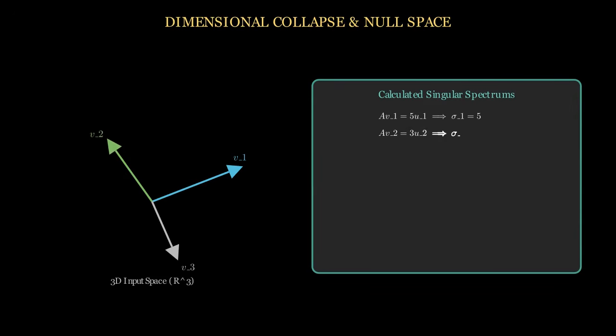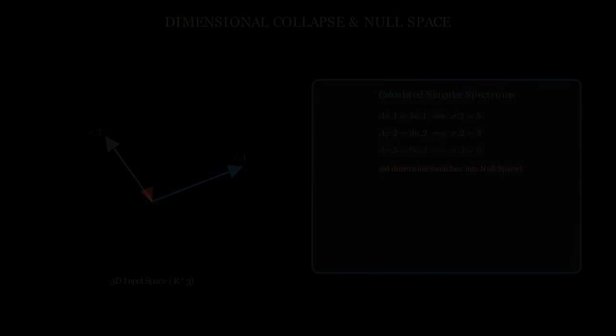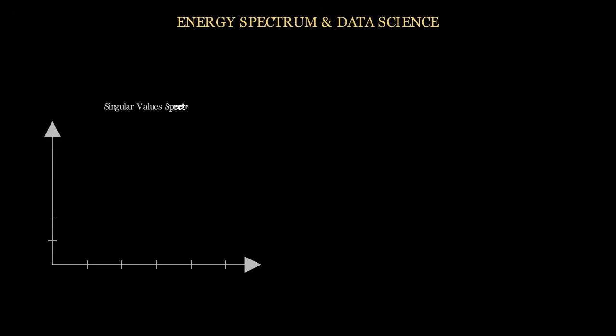Our dominant singular values are sigma 1 equals 5 and sigma 2 equals 3. Since our matrix is 2 by 3, its maximum rank is 2. Consequently, the third singular value, sigma 3, is exactly 0. This illustrates exactly how SVD handles non-square spaces. The third dimension completely collapses, proving mathematically why certain vectors vanish into the null space.